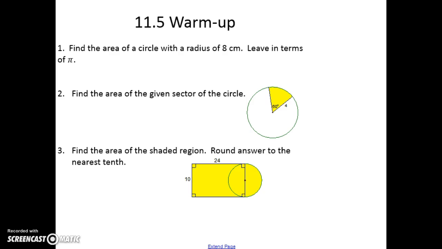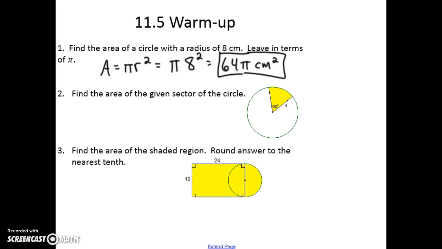We want to find the area of a circle with radius 8 and leave it in terms of pi. So area is equal to pi r squared. And remember, you have to memorize that formula. And so we do pi times 8 squared. Make sure you square it and get 64 instead of taking it times 2. And the area is 64 pi, and let's put a label on it, centimeters squared. Area is always centimeters squared.